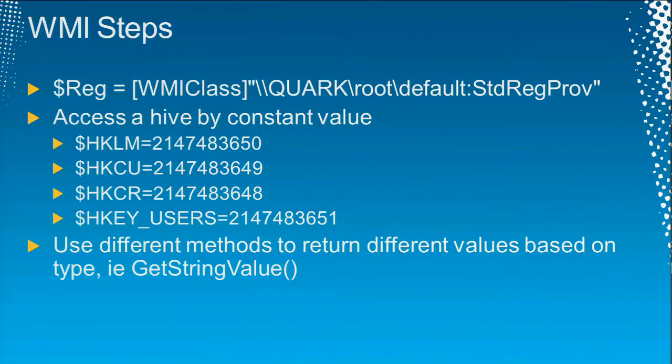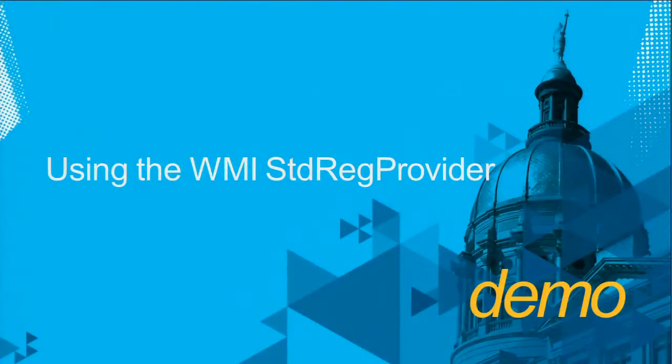The tricky thing is when I want to get the value with WMI, I have to know what type of item it is. Is it a string, a binary, a DWORD? And then I have to call the appropriate method in order to get the value back, which gets really tedious. So let's take a look. Keep blowing stuff up. I want to make sure everyone's awake.